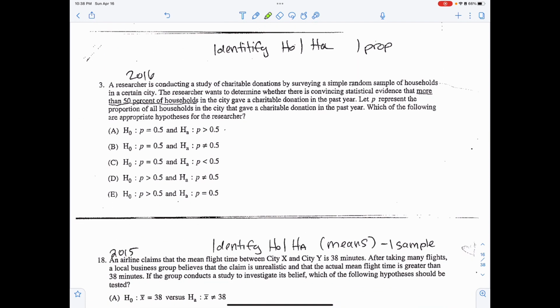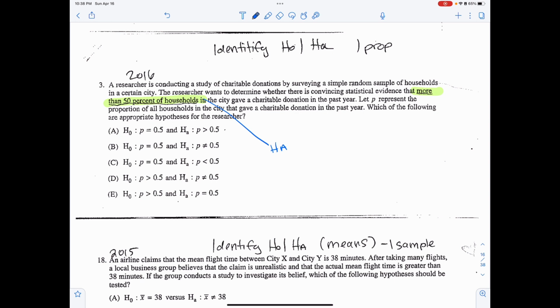Okay, let's read through this one here. A researcher is conducting a study of charitable donations by simply surveying a random sample of households in a certain city. The researcher wants to determine whether there's convincing statistical evidence that more than 50% of the households in the city gave a charitable donation last year. So that's what I'm trying to test. So that is going to be my Ha. That's what I'm testing.